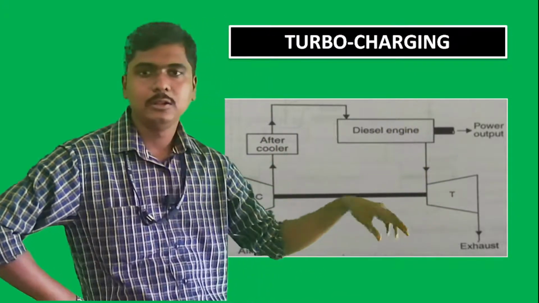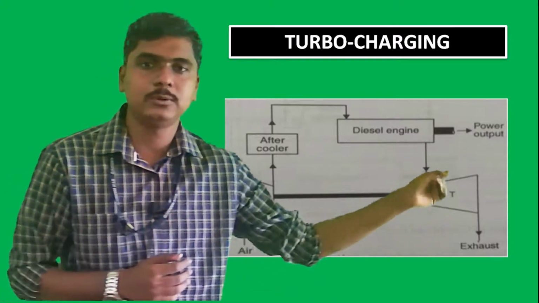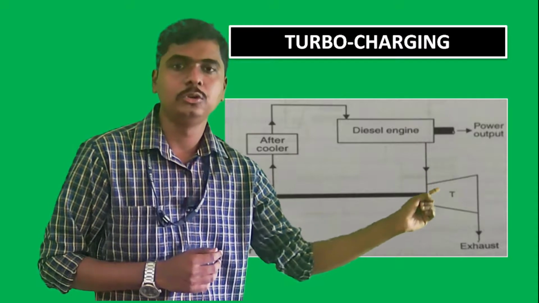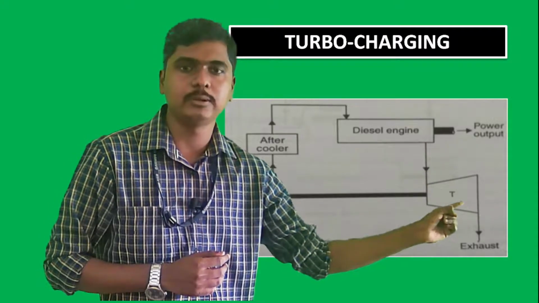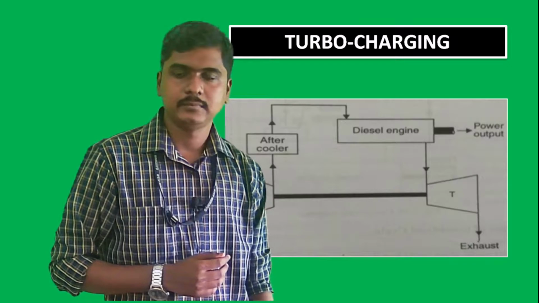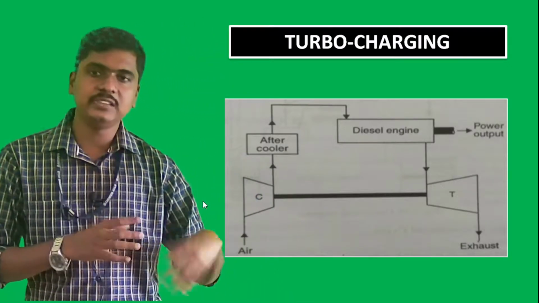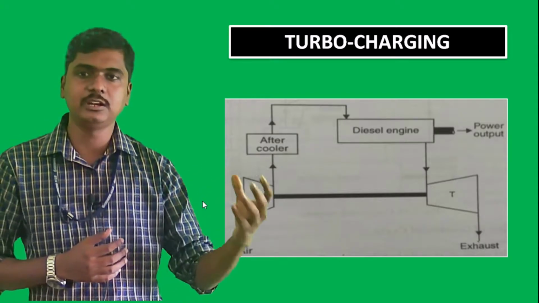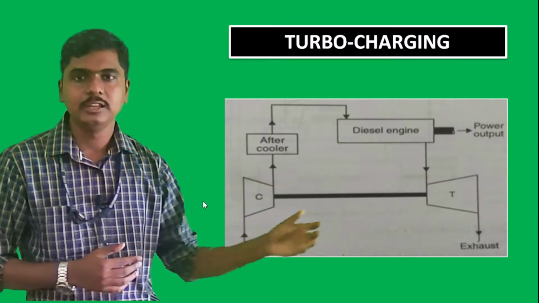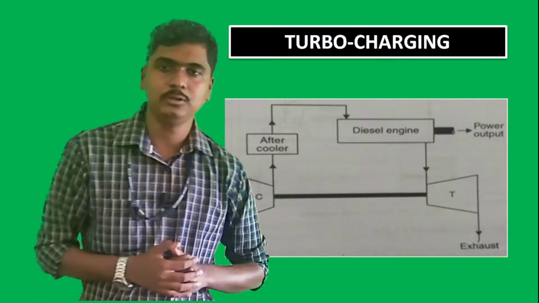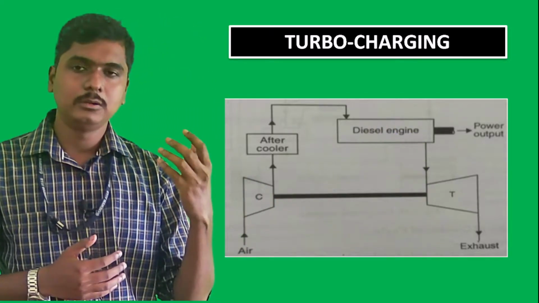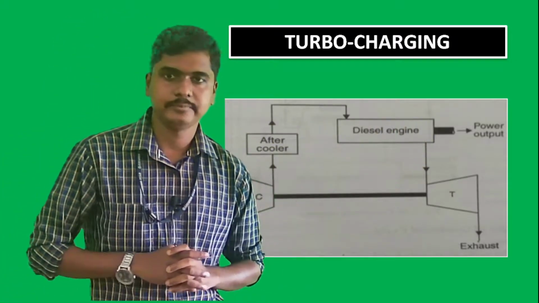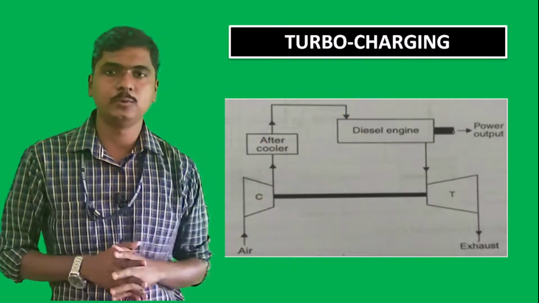So what we have seen here is that we have used the waste heat. The waste heat from the diesel engine is used to get some mechanical work output from the turbine. It makes the best utilization of waste heat, and it increases the mechanical work output, so we can produce more electricity as compared to a conventional diesel engine. That is the advantage of turbocharging.